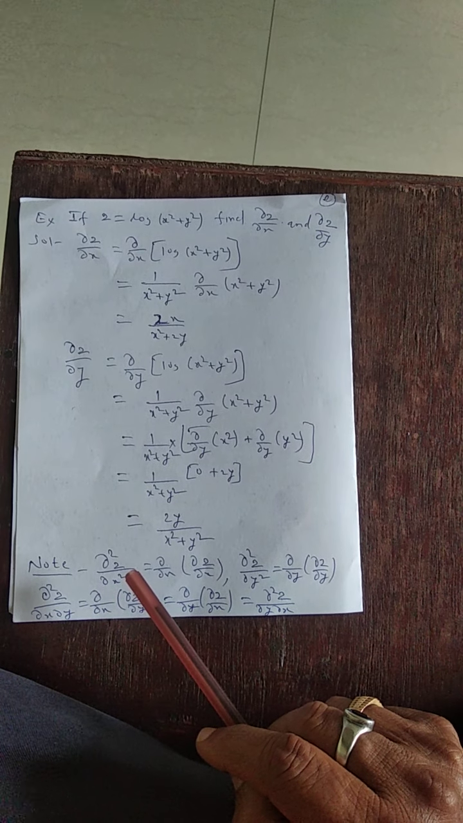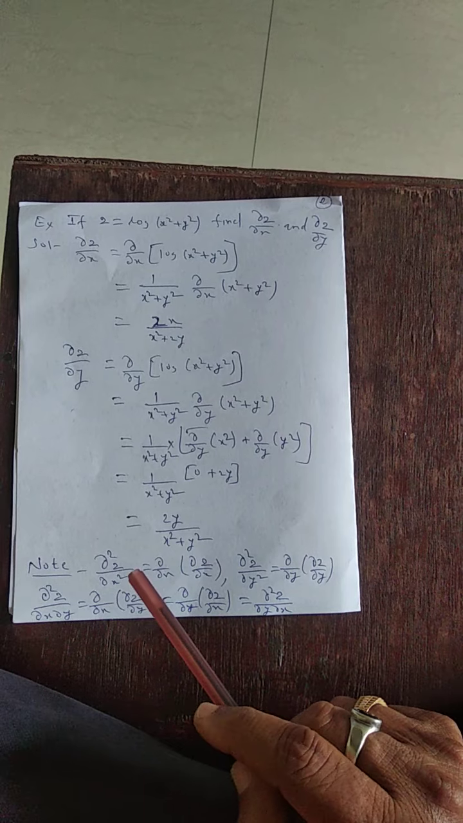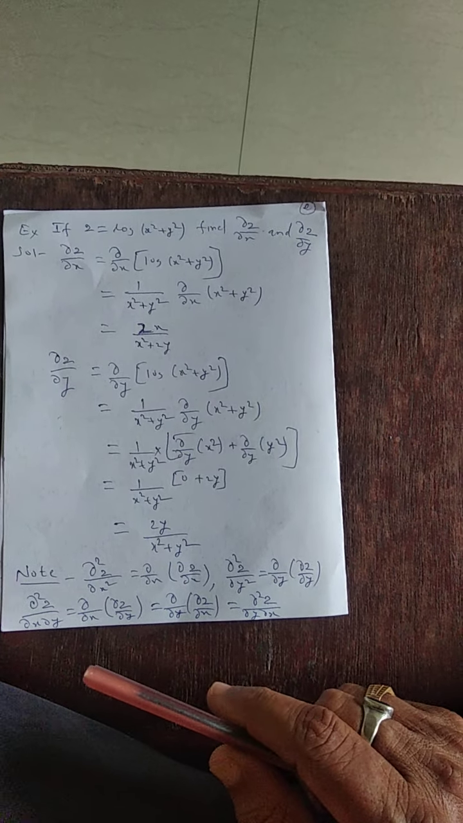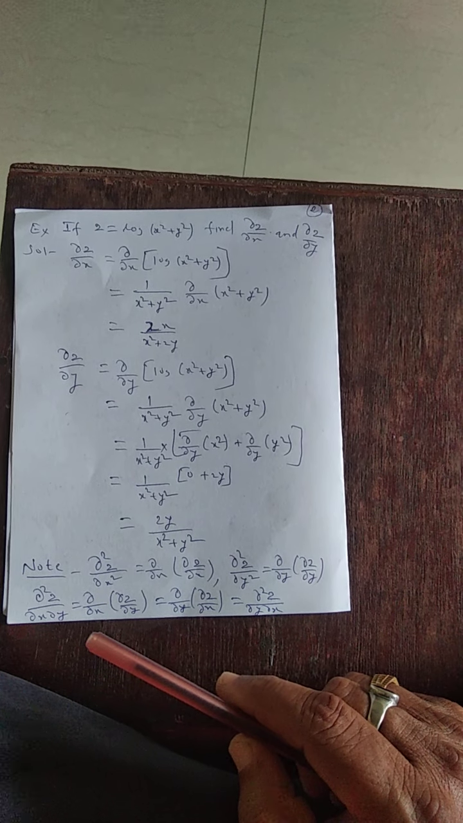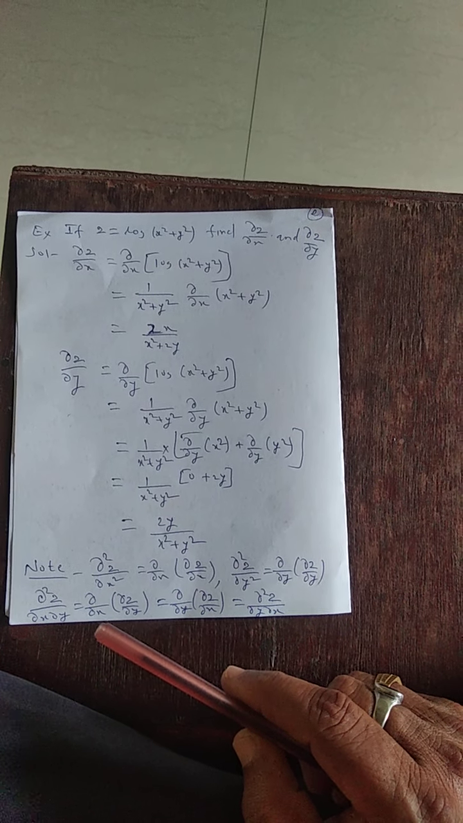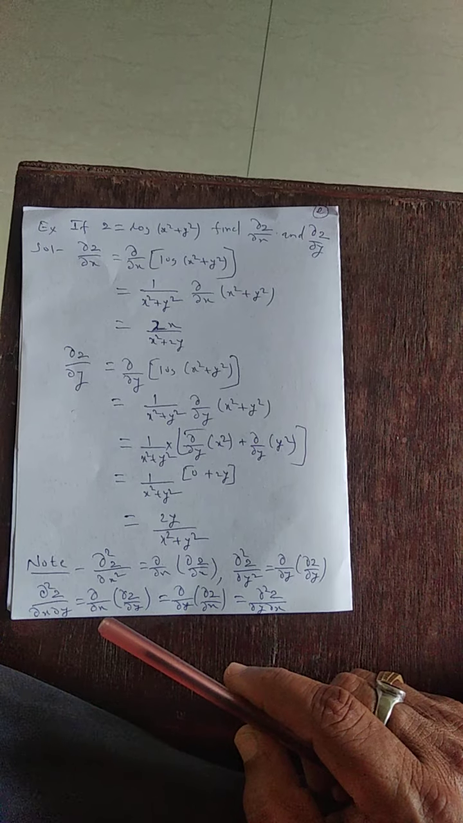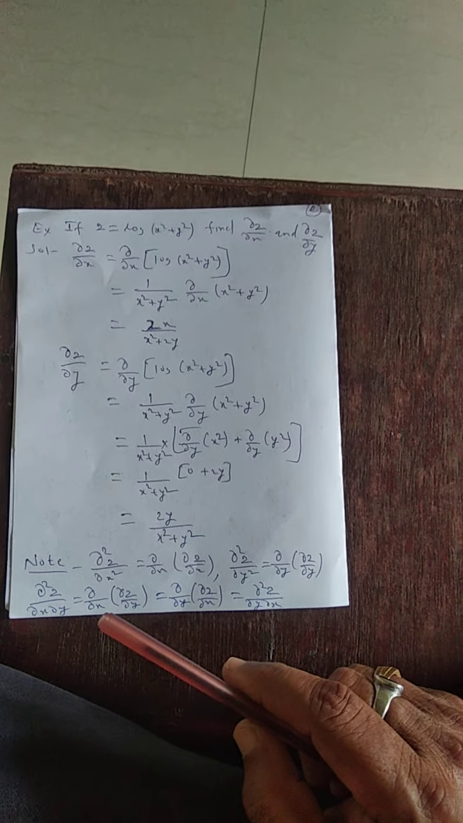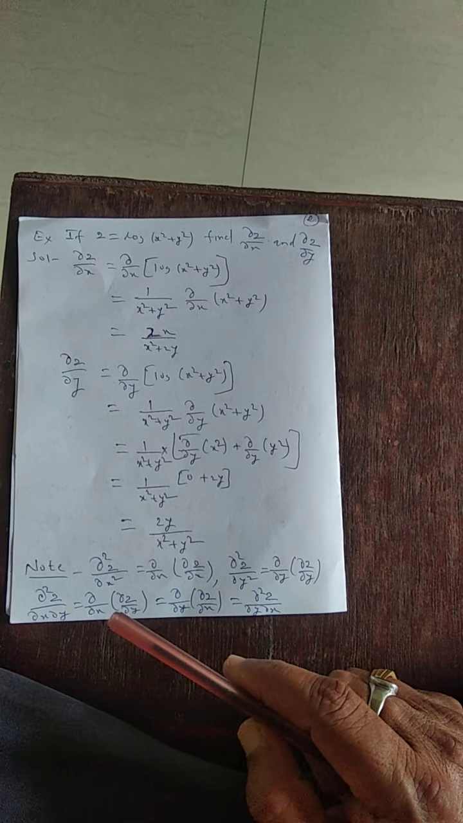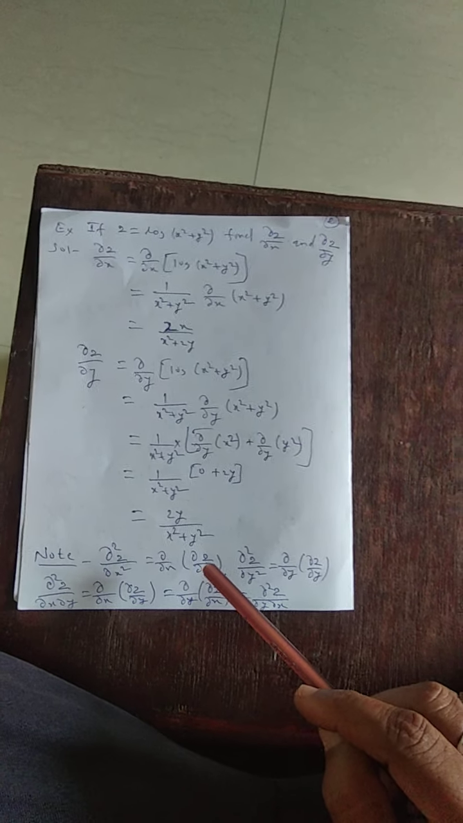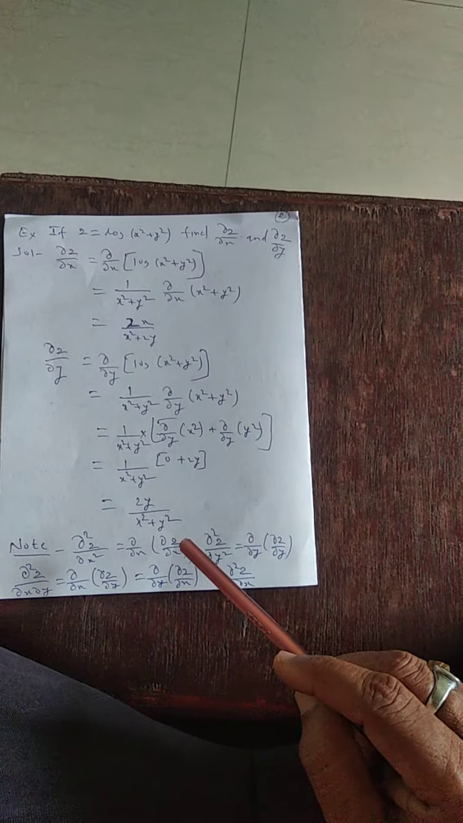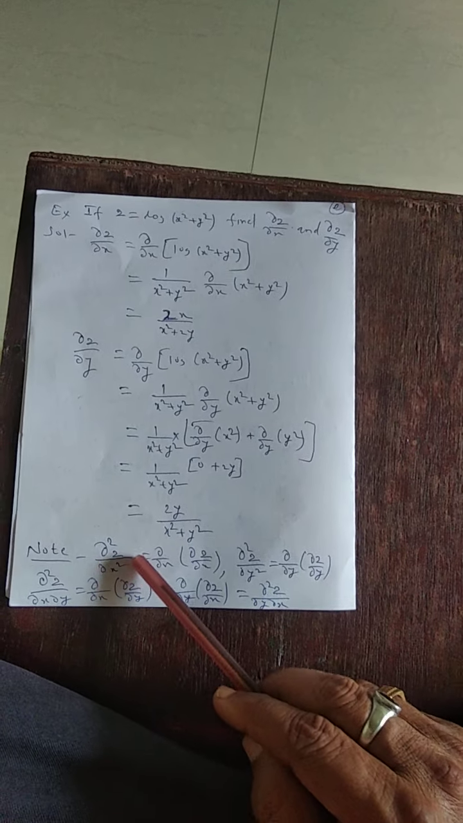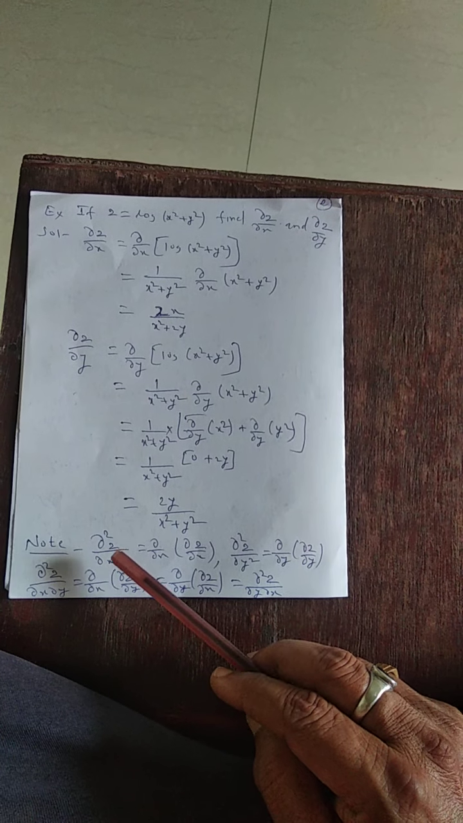In the total derivative, there is a concept like d²y/dx², d³y/dx³, or d⁴y/dx⁴. So different orders: second order derivative, then third order derivative, fourth order derivative. So here also that concept is applicable.